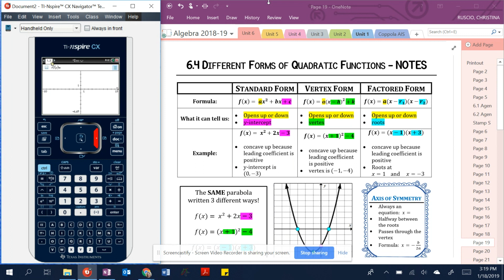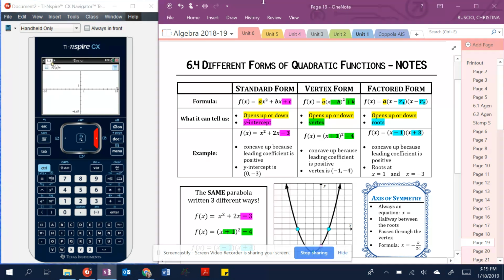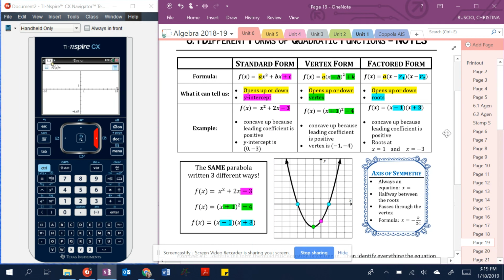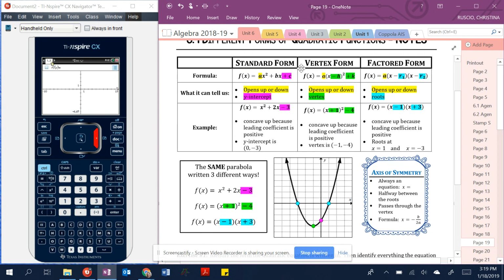Now, something that just makes me so sad is that some of your packets did not color copy, so really, it's just really tragic. But if you have a highlighter or 3 or 4 different color highlighters, this is what it should look like on your page too. I recognize that it's not there, but we're going to talk about all of these different forms that you see on the top of this paper.